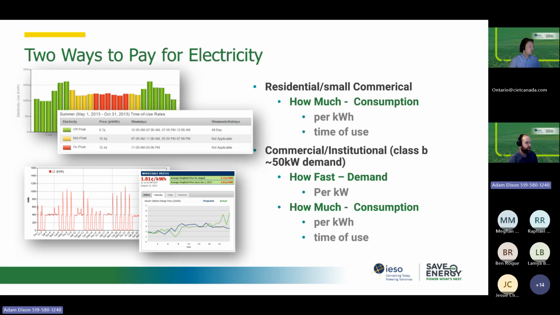So then commercial institutional. In this one, we're talking about Class B. So a 50 kilowatt demand and above, up until maybe one megawatt is where that lies. And then you start to dive into the jumping between Class A and Class B. So in this rate class, you're billed for how fast. A kilowatt is how fast you're using energy, as well as your consumption, which is your kilowatt hour, which is how much you use. So that's the difference, how much and how fast you're billed on a Class B.